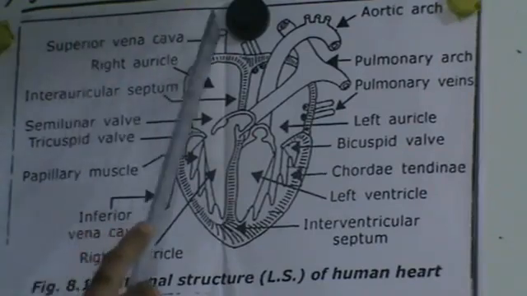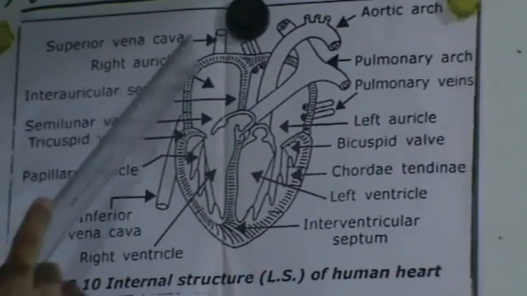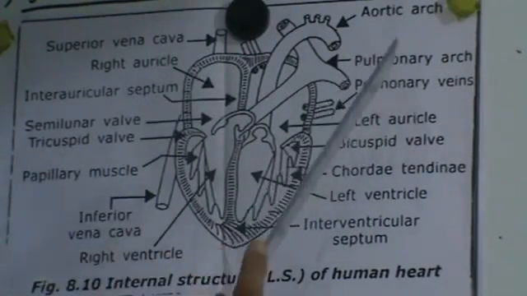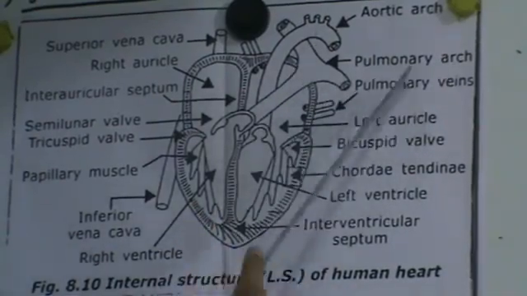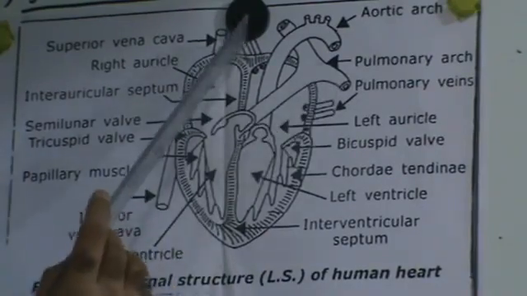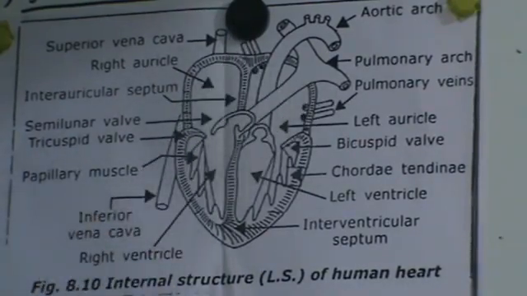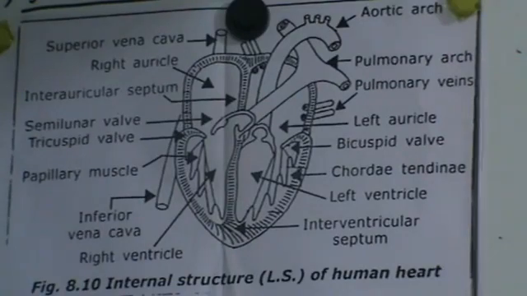Here is your superior vena cava and inferior vena cava, which bring deoxygenated blood from the body to the right auricle, and here are your pulmonary veins. Here are your pulmonary veins that bring oxygenated blood, two openings here and two openings here, the four openings of the pulmonary veins, which bring oxygenated blood from the lungs to the left auricle. Now let's try to see each one of them in detail.